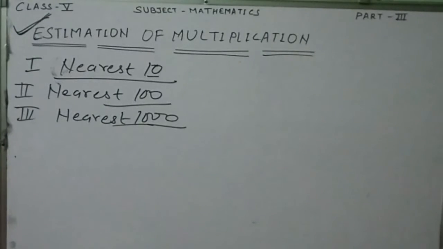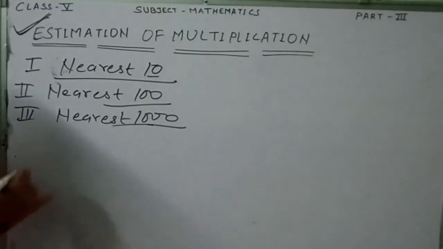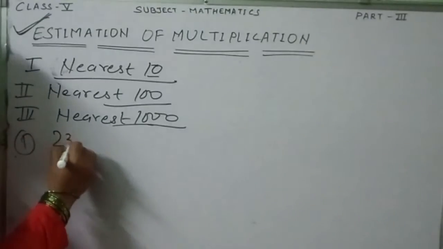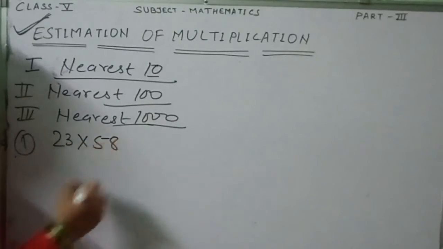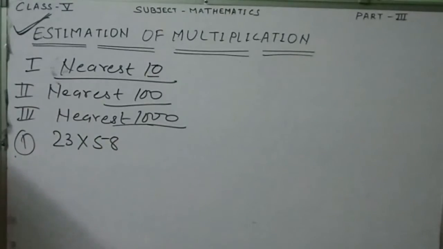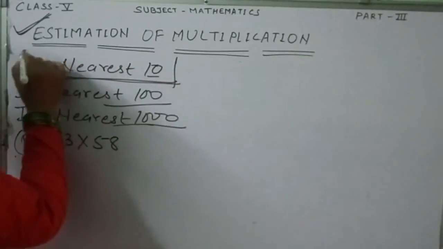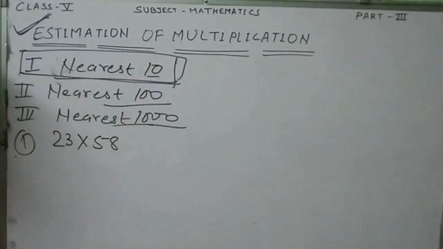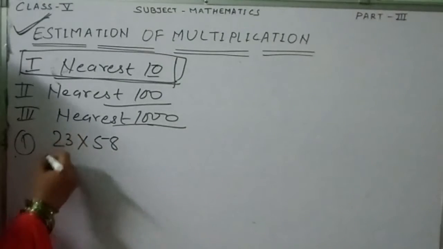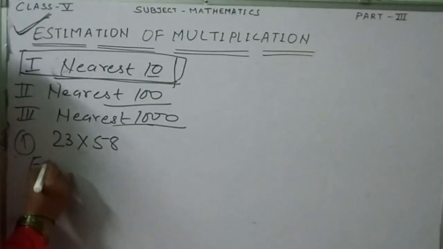I will take one question from your book. The first question is 23 multiply 58, and you have to find the estimated product and the actual product by rounding off to the nearest 10. So what is the first work? First, we have to find the estimated value of the given numbers.